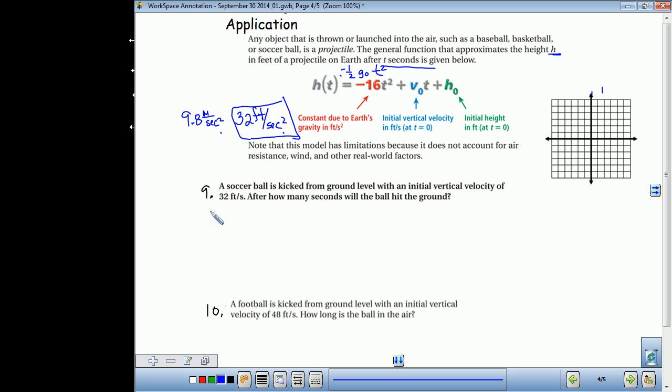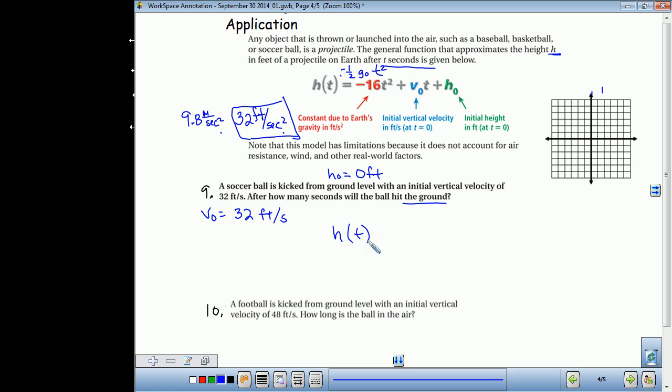So let's take a look at this one. It says a soccer ball is kicked from ground level, so we know h naught is 0 feet, with an initial velocity of 32 feet per second, so v naught is 32 feet per second. After how many seconds will it hit the ground? So what is the height where it hits the ground? 0. So what are we looking for on this function? The zeros.